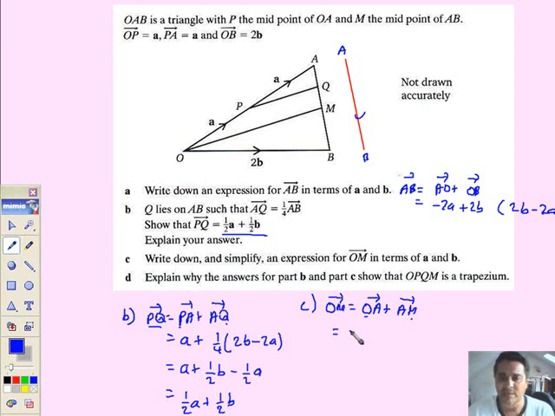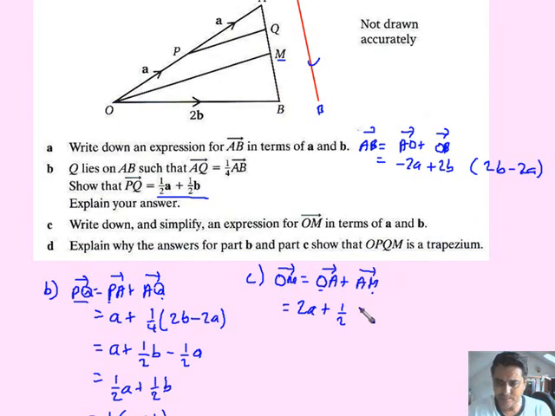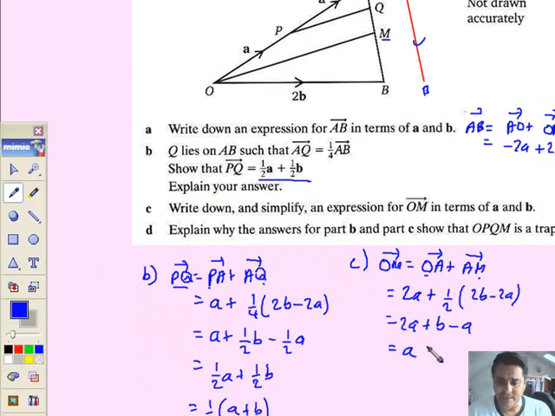O to A is going to be 2 lots of A's, plus A to M, which is half the size of vector A to B, because I'm told M is the midpoint. So I'm going to use this again, plus half of A to B, which is half of 2B minus 2A. Well, that's going to give me 2A plus, half of 2B is a single B, and half of minus 2A is a single negative A. Simplifying, 2A minus A is A, B is on its own. There it is. That's absolutely beautiful.